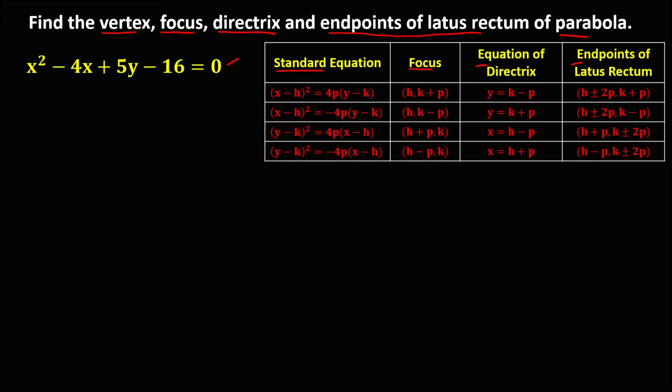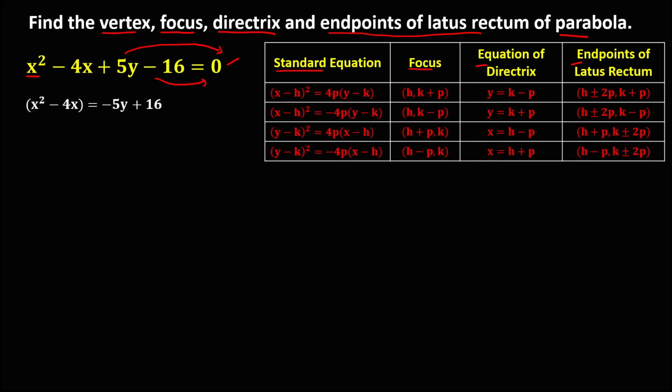form, the variable with exponent 2 goes on the left side. Since x is the variable with exponent 2, all x terms go on the left side, then the rest is transposed to the right side. So this positive 5y becomes negative 5y, negative 16 becomes positive 16.